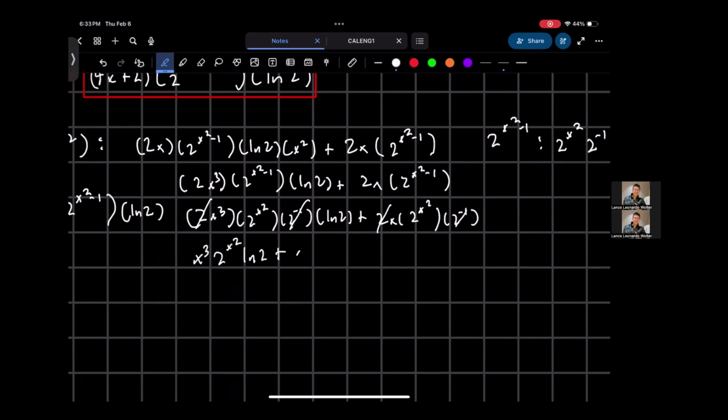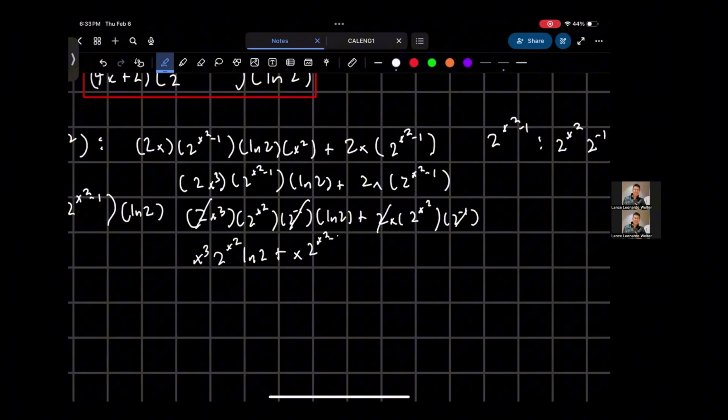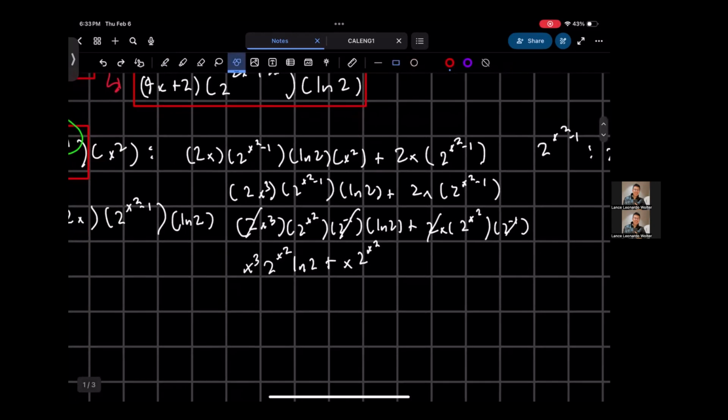plus x times 2 raised to x squared, just x squared, not x squared minus 1. X times 2 raised to x squared. So let me just double check. Okay, so this is going to be our final answer.